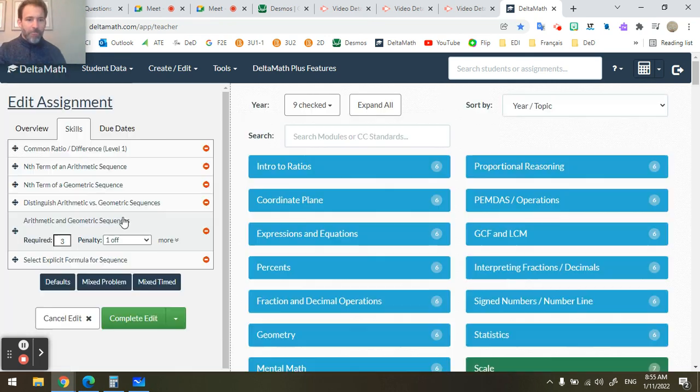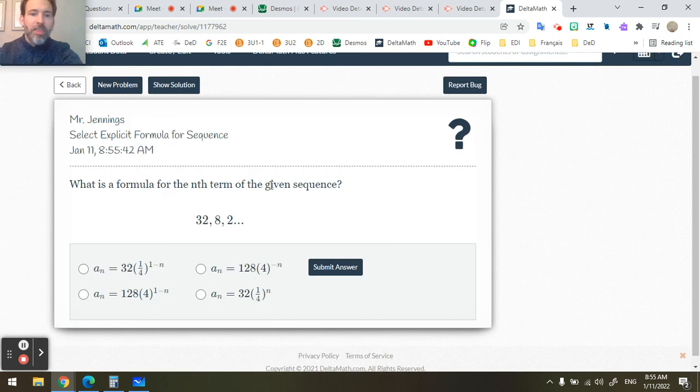Okay, now select explicit formula for sequence. Well, that sounds scary, but it's not. Okay, it's not that hard. Okay, what is a formula for the nth term of the given sequence? They are asking for the general term for this sequence. I need to be able to look at that and recognize a geometric sequence. How do I recognize it?